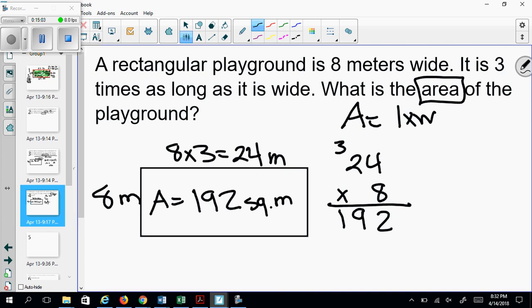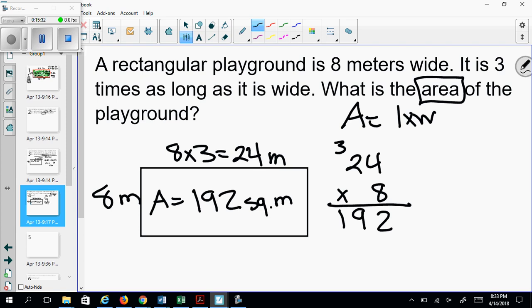Okay. And that's how you find the answer to that. It's not just 24. 24 is just the first part. When you have multi-step problems, you need to do both steps. Not just do one step and then say, oh, okay, I'm done, it's 24. Because that's just the length. Then you have to find the area by multiplying the length and the width. Alright? So those are my examples.